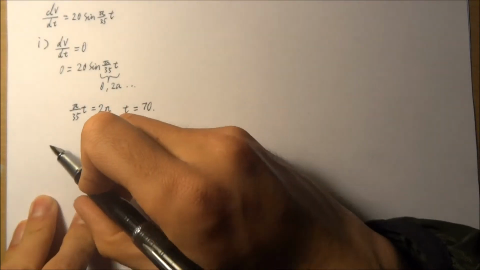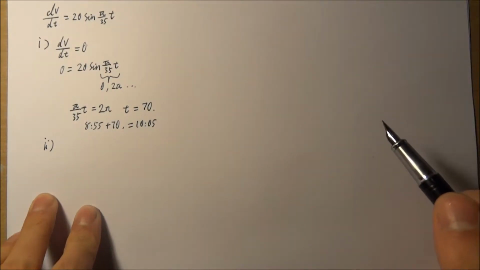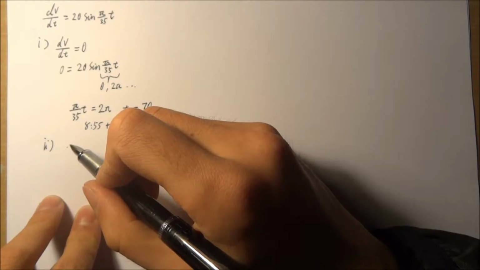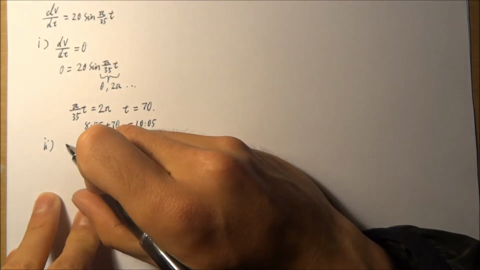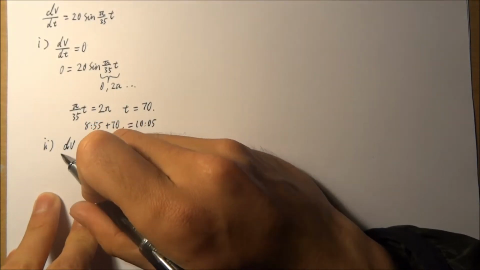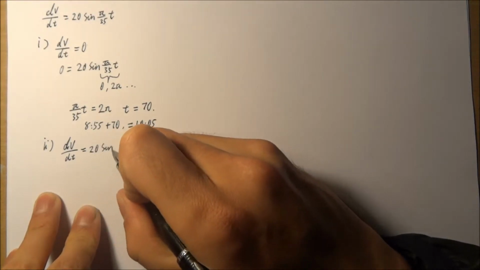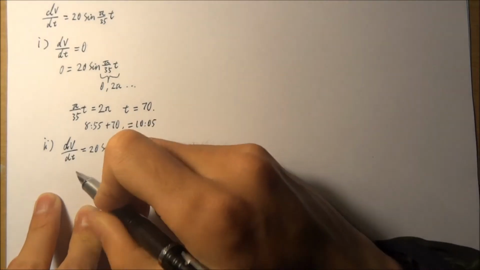Now, second part of it, 2. We're looking for the volume equation describing a volume. We have to find that. So we haven't been given the volume equation, only the rate of change equation, which is sine pi over 35. Okay, we have to integrate it.